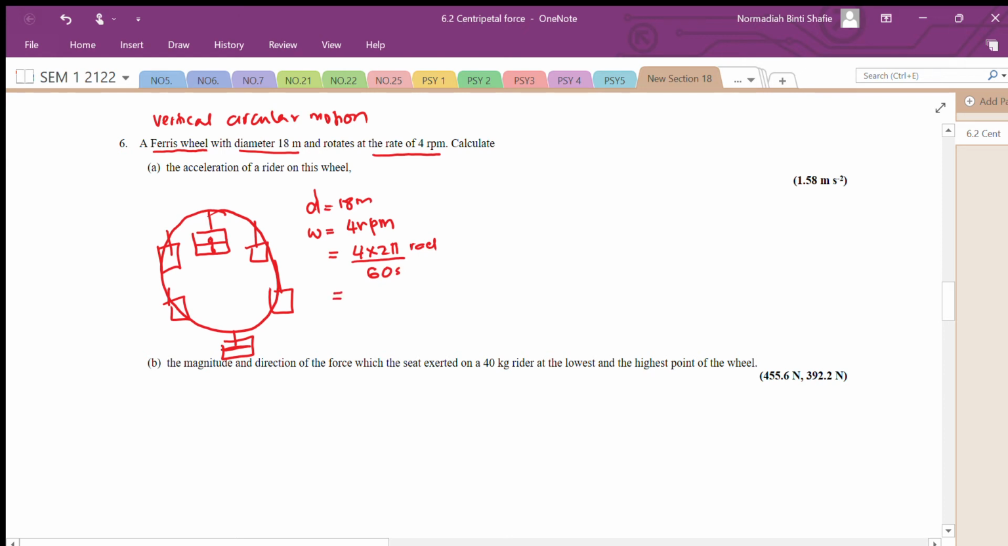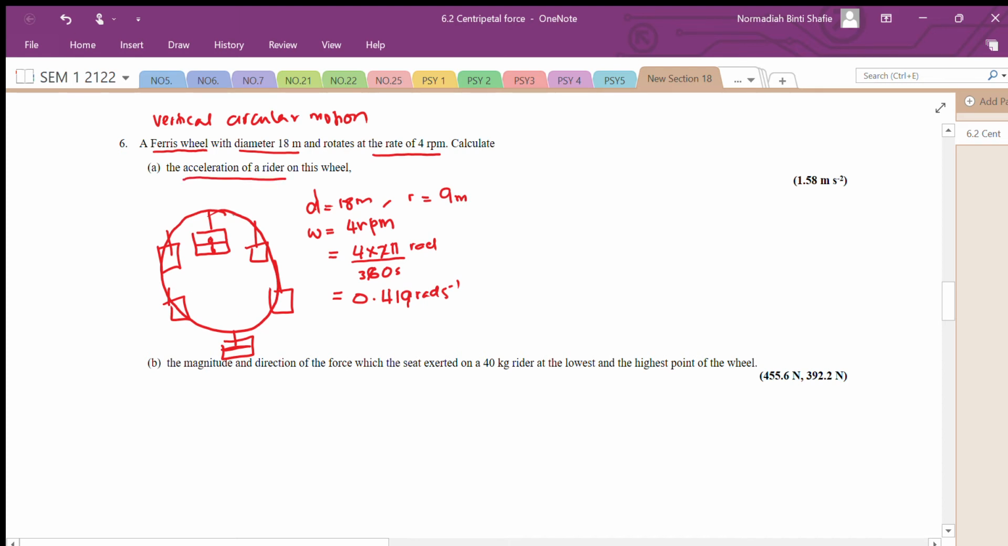So berapa kita dapat di sini? You all kira dapat berapa dia punya angular velocity. So angular velocity dia equals to 0.419 radian per second. Before that, diameter 18, so kita punya radius divide by 2 dapat 9 meter. Soalan kita nak cari acceleration of a rider.